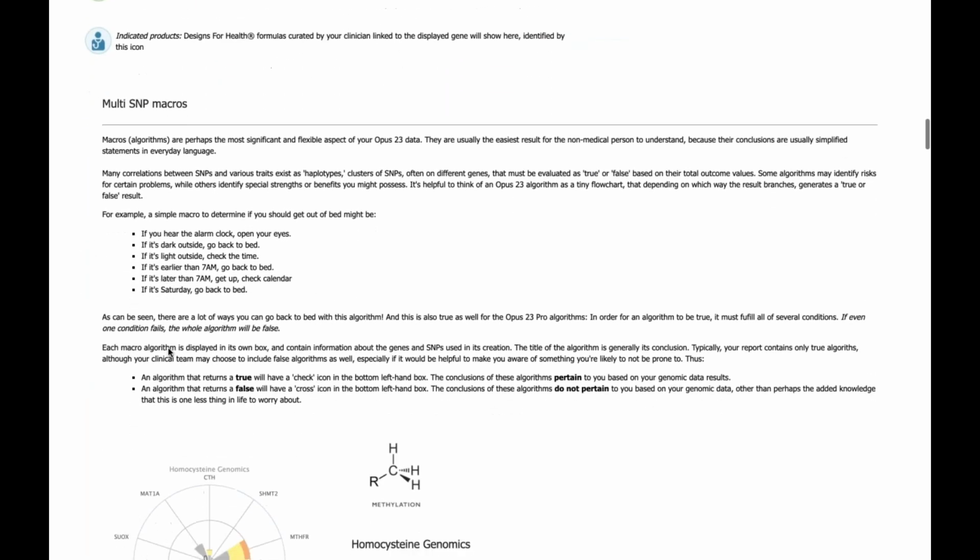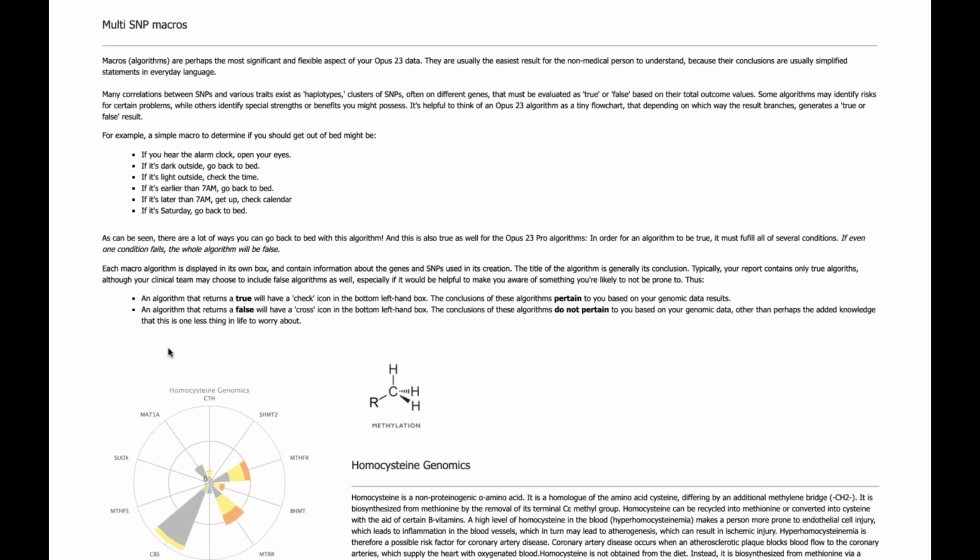As you move down, you see the multi-SNP macros. And again, this is what makes Opus23 Explorer very unique and different from many other programs. And this is why many people misunderstand genomics: macros are basically algorithms. And an algorithm is if A and B, then C and D, right? So if you have SNP A and you have SNP B, then that may indicate condition C or condition D. And that's exactly how our body works.